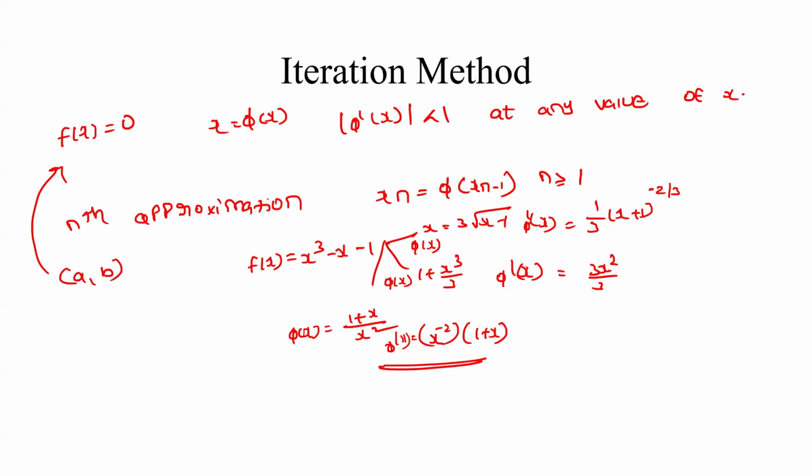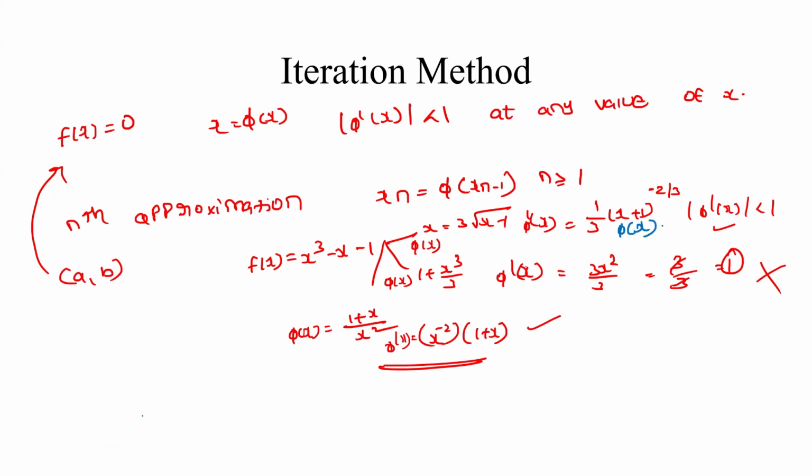Okay, now here if we substitute 1, it is equal to 3 by 3, which is equal to 1. So it does not satisfy. And here I think it will satisfy the above condition, that at any value of x mod phi dash of x is less than 1. And I think the third will also satisfy, so these two equations are satisfied. But if we check stability, x is equal to cube root of x plus 1 has more stability than the others. So we need to consider this as phi of x.